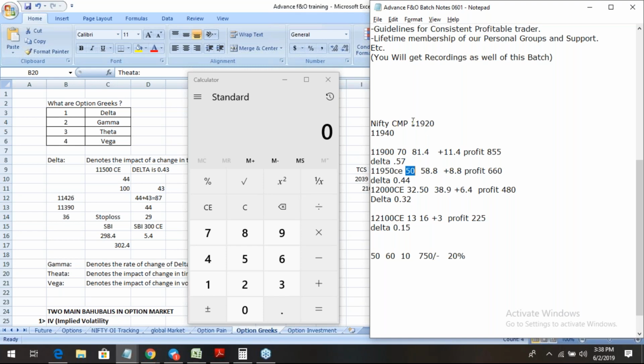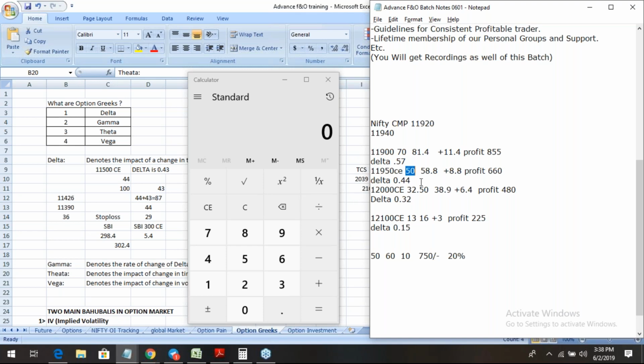It's a contradictory call, right? We know that 11,900 has big support. That's why you are buying the 11,950 call, right? Got it? So we don't put stop loss. Usually we don't put stop loss, but whenever our support breaks, then book losses in options.